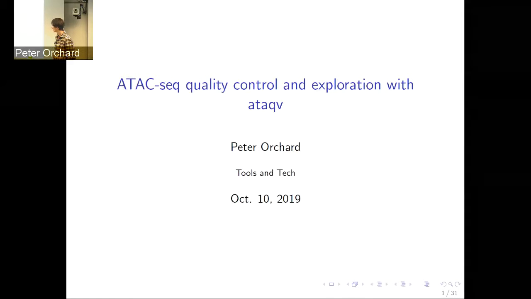Today's speaker is Peter Orchard, who is a graduate student in DCMB in Stephen Parker's lab. Great, thanks for coming, everyone. So today I'll be talking about ATAC-seq, which is an assay we use a lot in our lab. Probably a lot of you work with it as well. I'll be talking in particular about quality control and about a software developed for that.